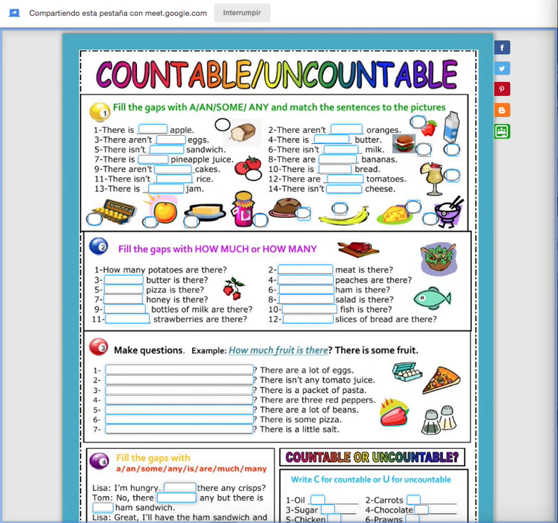But now you are going to use this time to finish yesterday's activity. And the next class, we are going to keep practicing with countable and uncountable. Questions about it, guys? Questions about countable or uncountable?